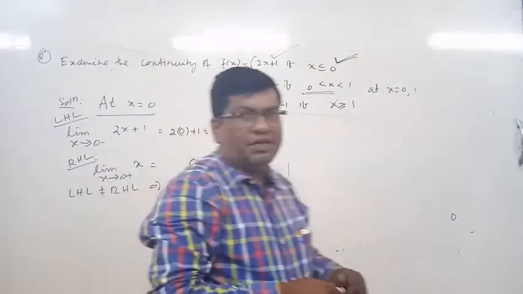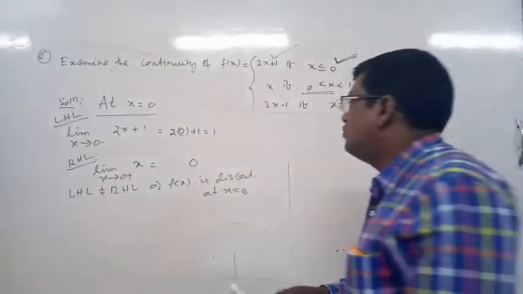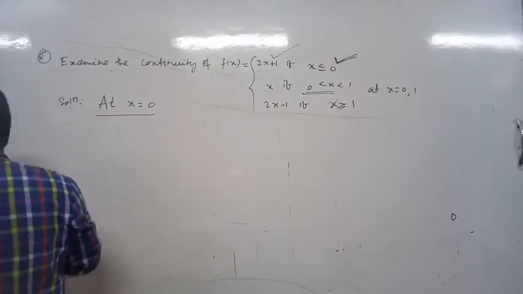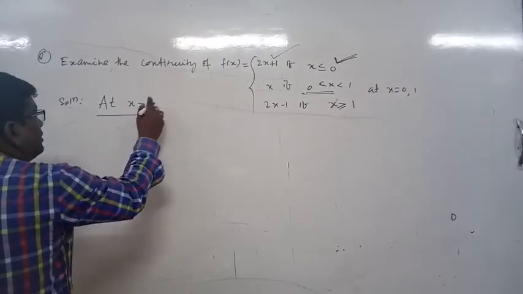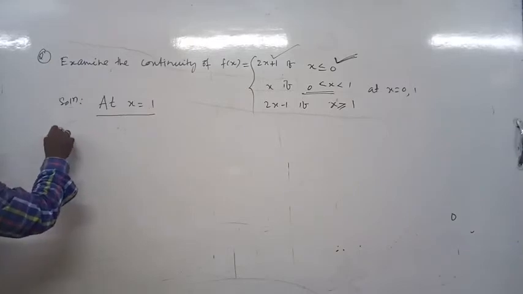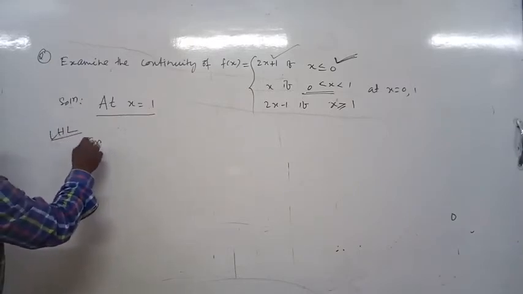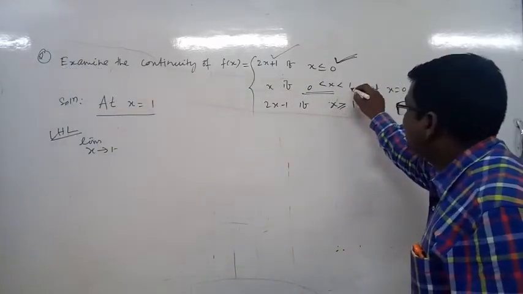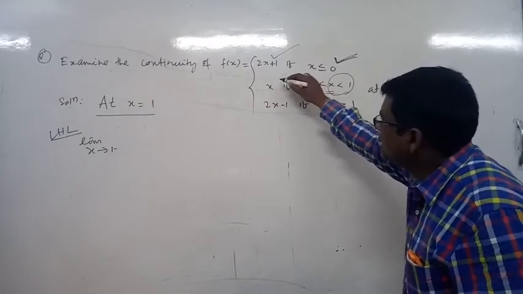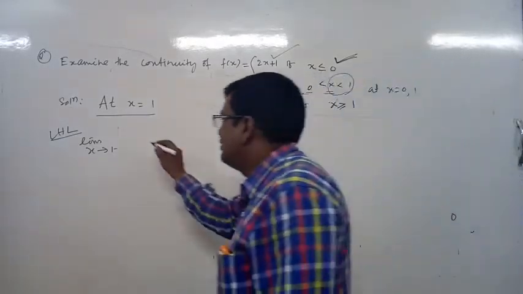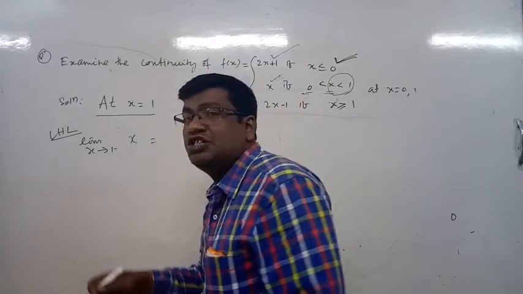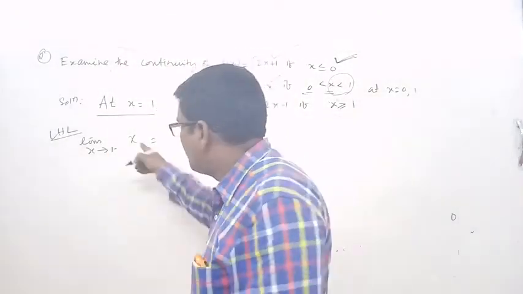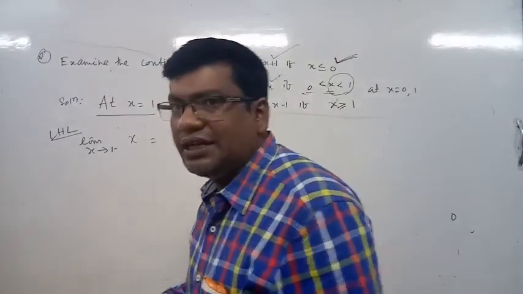Again, second part of the question, at x is equal to 1. At x is equal to 1, LHL: limit x tends to 1 minus. Where 1 minus? x less than 1 is present here. So its corresponding function is what? x. This is equal to x. So x tends to 1 minus is the same as x tends to 1. So put x is equal to 1 here. So LHL equal to 1.